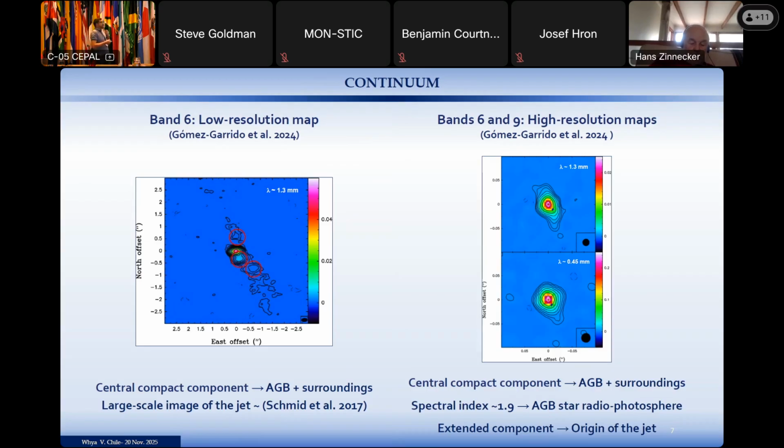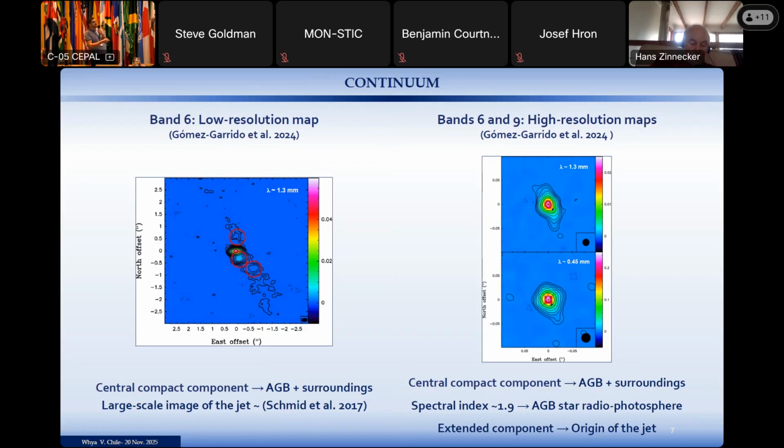In the high angular resolution maps, again, we have in the center of the map, at 1.3 and 0.45 millimeter, an intense and compact emission. And if we integrate the flux in this region, we can estimate a spectral index, and we derive a value close to 2. So this is compatible with the emission of a radiophotosphere of the AGB star.